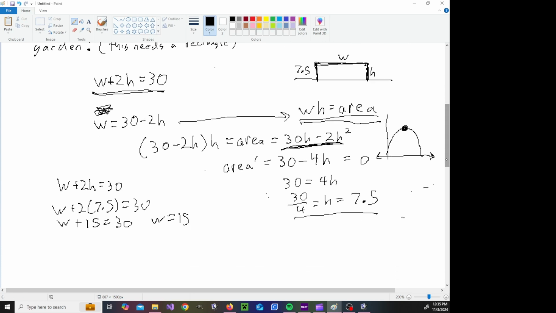So what is my area? What is that maximum area? Well, that's 15 times 7.5. This is not a great number, but hey, that is the number, right? If nothing else, I can just say 7.5 times 15, and that is an answer that, heck, I'd give you full credit for. But 15 times 7.5 as a decimal is 112.5 square feet is the max area.